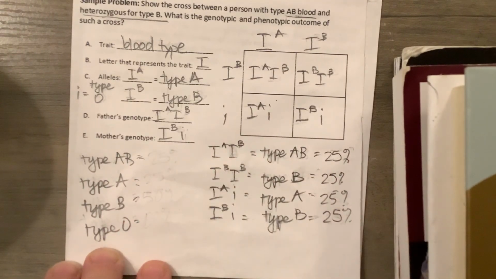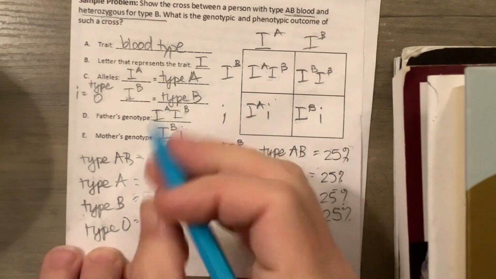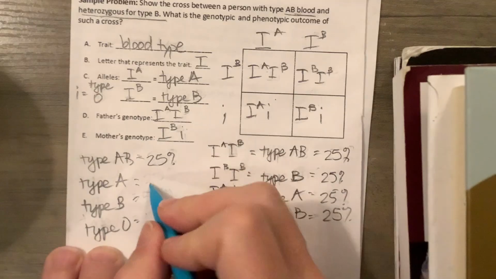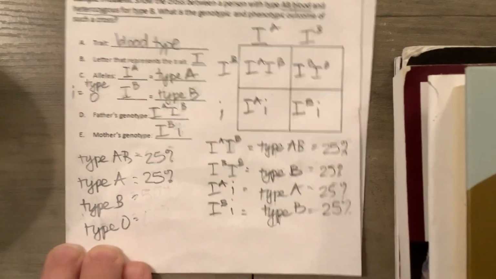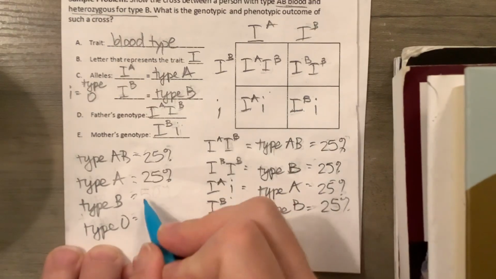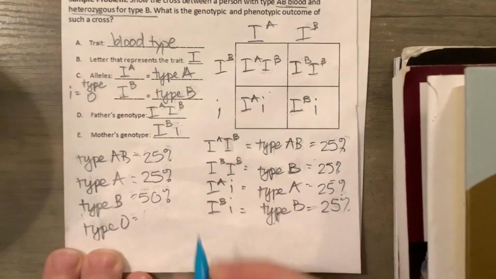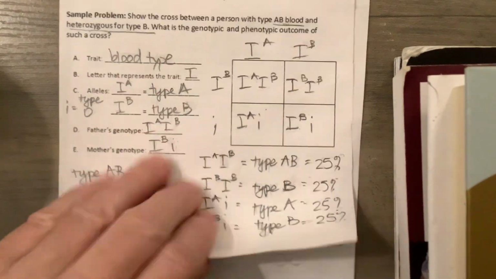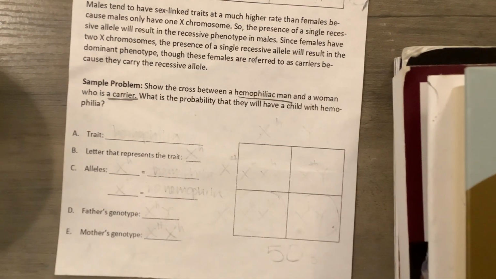Okay. For AB, we only have 1 offspring of the 4, which would be 25%. A, we have 1 offspring of the 4, 25%. And here, we have 2 possibilities for type B, so that would give us 50%, and there would be no type O offspring.